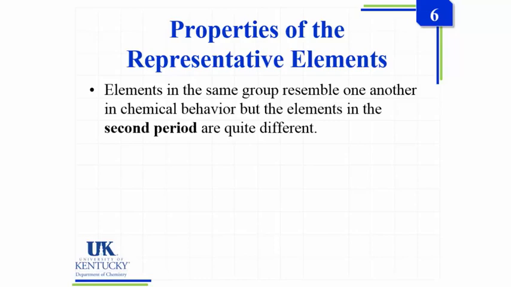Now the fact of the matter is, when we are going down a group, the elements in the group resemble each other, but the elements in the second period are quite different from the rest of them. So there is a bigger difference between the element in the second period and the elements below it. What about the first period? Well, the only one in the first period would be hydrogen, and hydrogen is unique, all of its own.